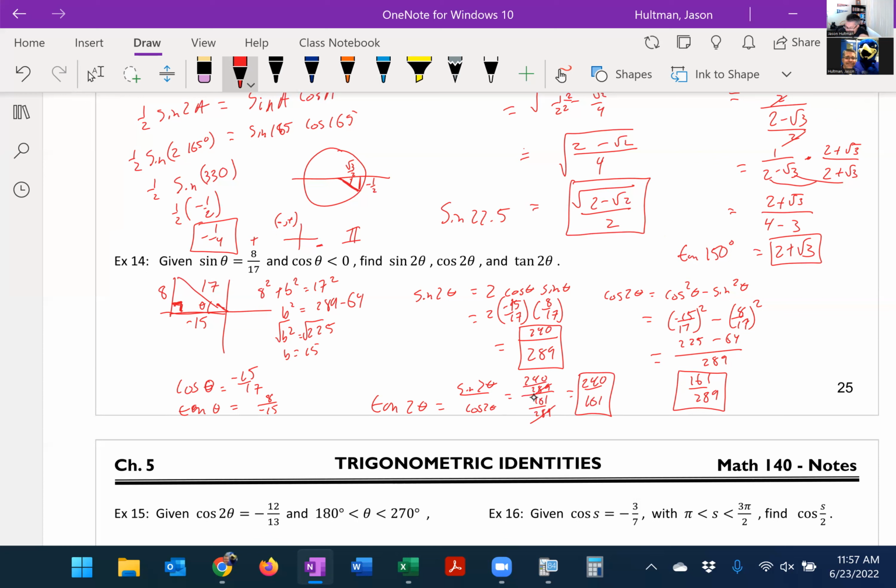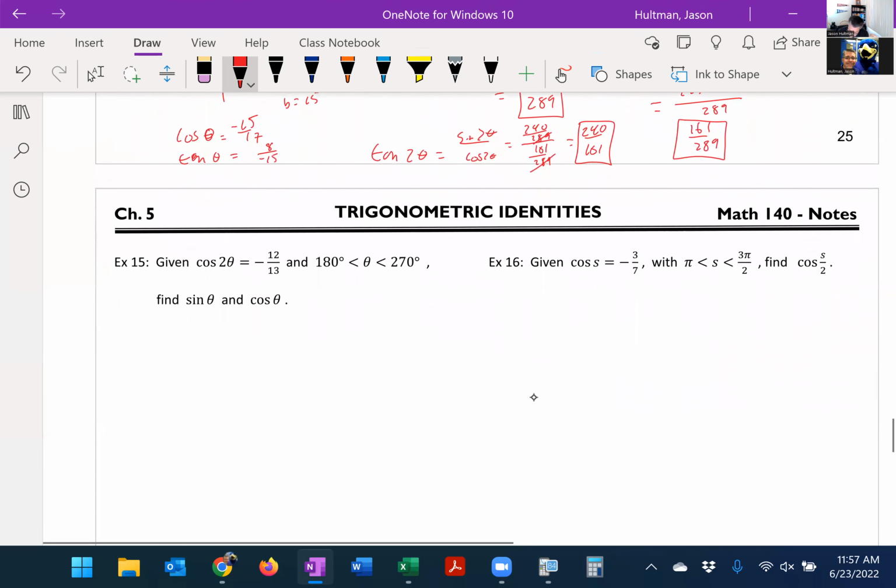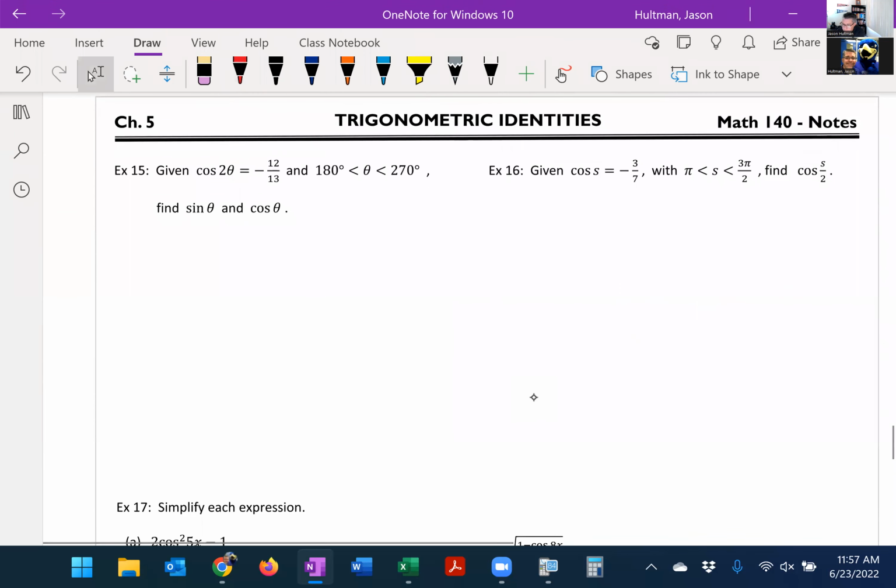Okay, so we could do that way. If you wanted to use a formula, you could, and you should end up with the exact same thing. Okay, if you wanted to use the double angle formula, you could do that as well. Okay, let's go on to example 15 here.